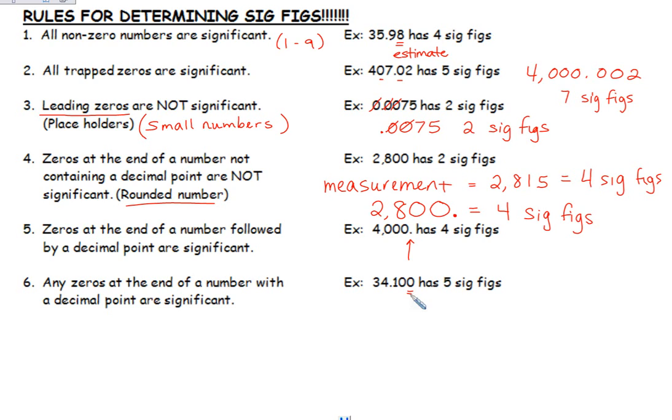So you could have like 34.10. You could have 34.1. The last spot is always the estimate. This would tell me that they had different measuring tools.